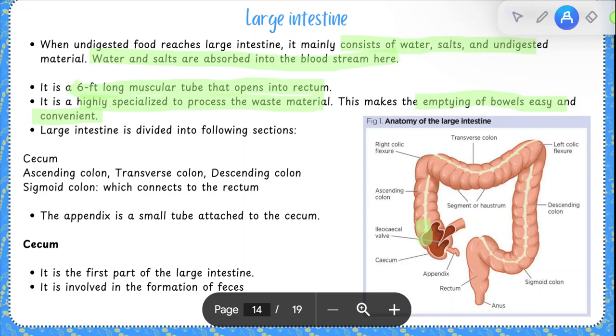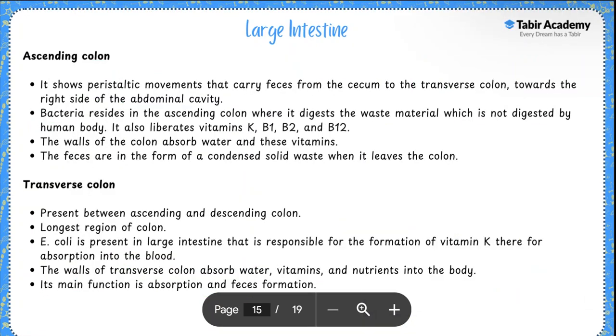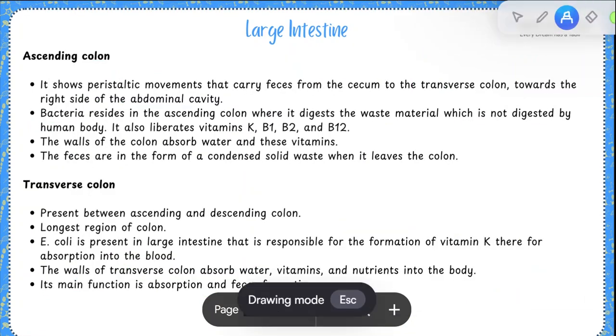You have the ascending colon, the transverse colon, the descending colon, the sigmoid colon, ये वाला region, and the rectum. ठीक है, so the appendix is a small tube also attached to the cecum. We'll know what that is. So the cecum, it is the first part of the large intestine and it is involved in the formation of feces. Then let's talk about the ascending colon.